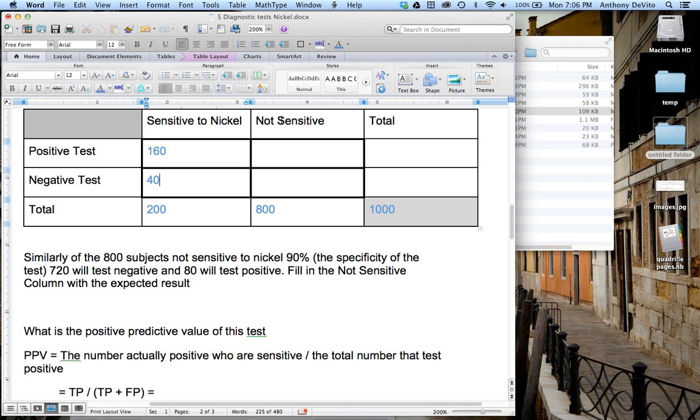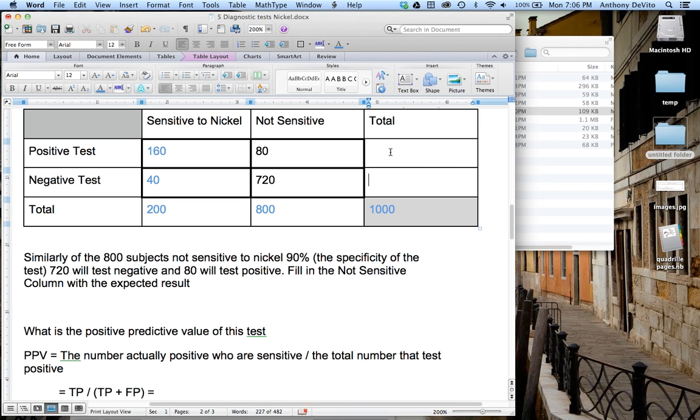Okay, let's look at the people that are not sensitive to nickel. What did we say the specificity of this test was? 90%. So 90% of the time it's going to correctly identify those people as not having the disease. So 90% of 800 is 720. So what does that leave for the number of people that it incorrectly identifies as positive? How much? 80. Okay, good.